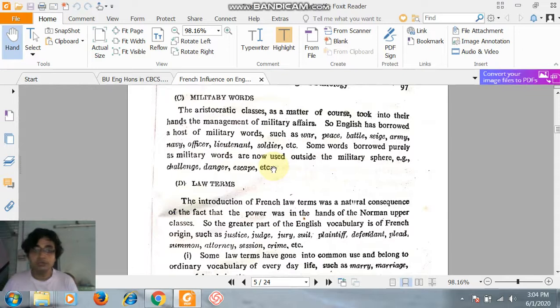Now, let us discuss the military words, borrowings from the realm of the military. The aristocratic classes, as a matter of course, took into their hands the management of military affairs. So English has borrowed a host of military words like war, peace, battle, siege, army, navy, officer, lieutenant, soldier, etc. Some words borrowed purely as military words are now used outside the military sphere, for example challenge, danger, escape. These words have been borrowed from the military realm, but are now in fact used outside of it.